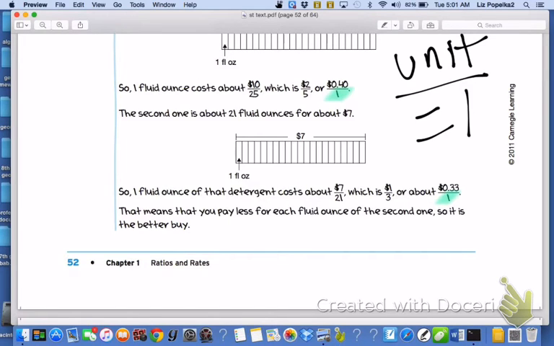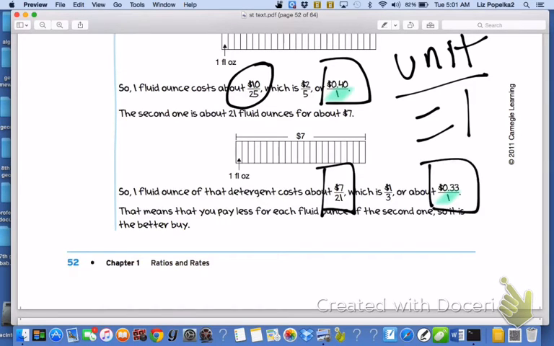And it makes sense to figure out which one's cheaper. I don't care how much 25 ounces cost. I want to know how much I just paid for 1 ounce. Same thing here. I didn't care how much 21 ounces cost. I want to know how much 1 ounce costs. So that helps me to figure out the better buy. So again, just like when I did it in the more mathy way, our estimate found that the smaller box was actually cheaper.